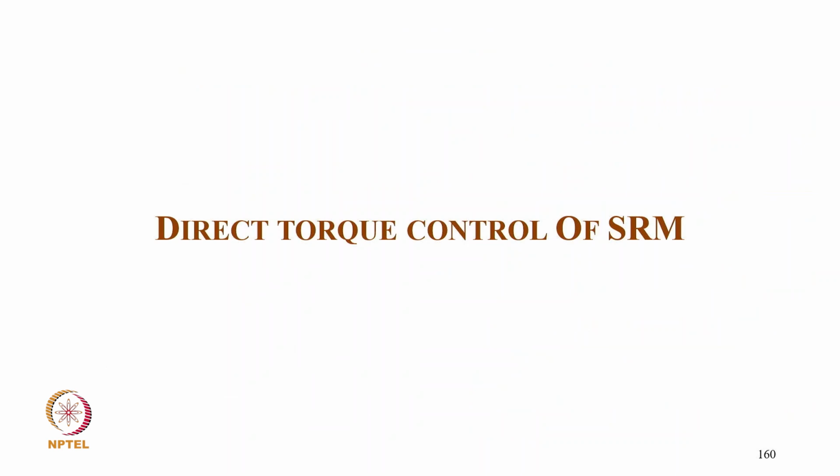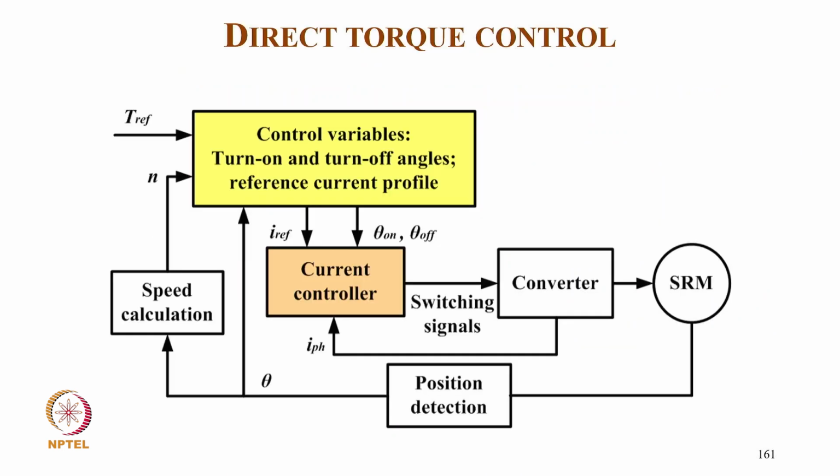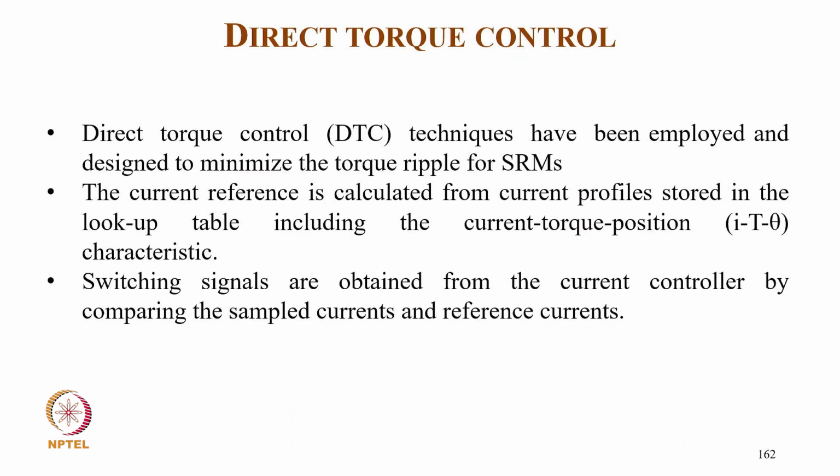Now coming to direct torque control of the switched reluctance motor. So you can have here the reference torque, and you have a speed feedback. From position you estimate the speed, and then with this you go to the control block for turn-on and turn-off angles and reference current, theta on, theta off, and then you have a current controller with the current feedback, and it sends the switching signal to the converter.